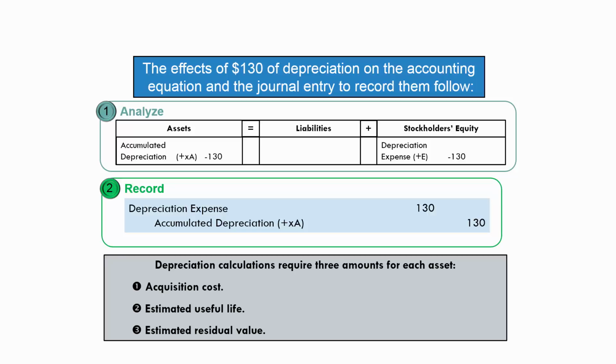Doesn't have to be 5 years. It depends upon the policies of the company how long they're going to use the delivery truck. And they have to determine this when they acquire that asset. And then lastly, they need to figure out when they stop using it what they expect in the future to sell it for. So 2 and 3 are estimates. Are they going to be exact? No. It is unlikely that they will be exact.